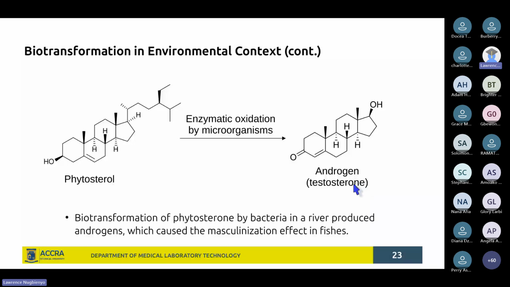So you see how transformation of a substance in the environment, and this one particularly is biotransformation by microorganisms, is occurring there, and the kind of effect that it is having on organisms in the environment.